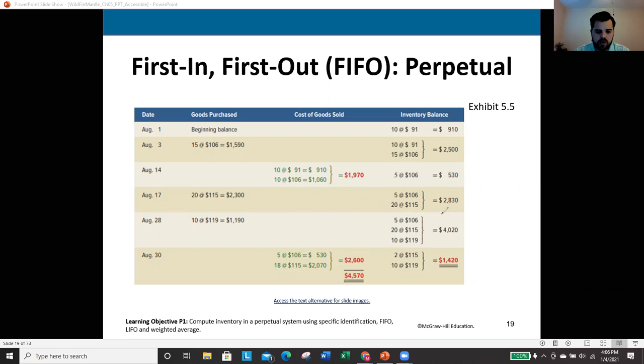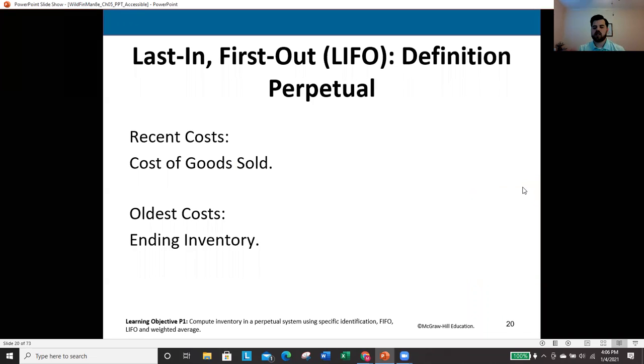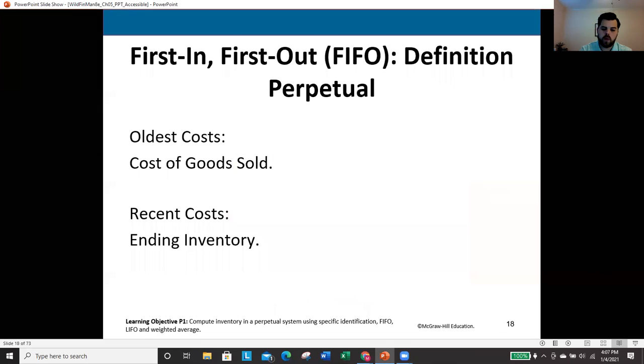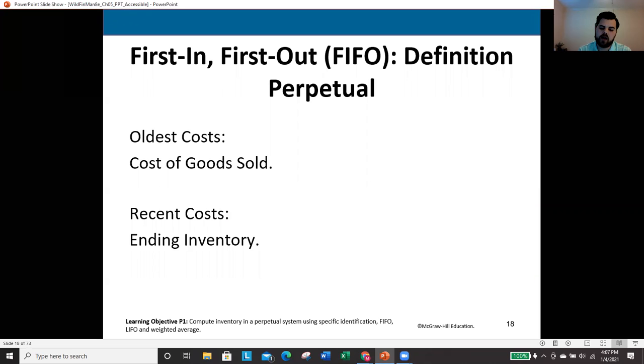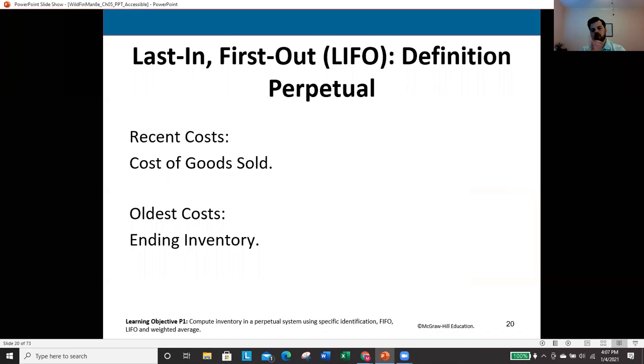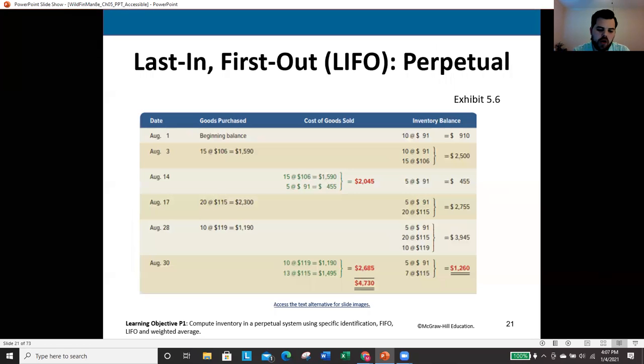So that is, of course, our FIFO method. Now we will move on to our next method. So let's see, our next method then is LIFO. I want you to notice here that the recent costs under LIFO land in cost of goods sold. But under FIFO, that was the oldest cost. So it's a complete flip. Now here, your oldest cost is in ending inventory, whereas under FIFO, your newest costs were in ending inventory. So it's a little bit different how this is going to work.